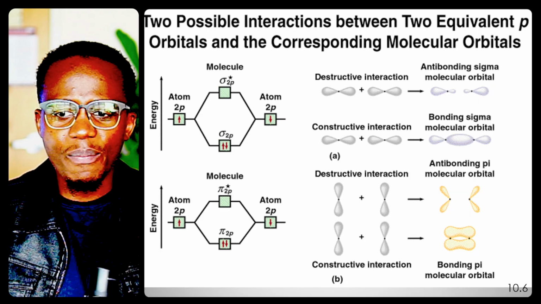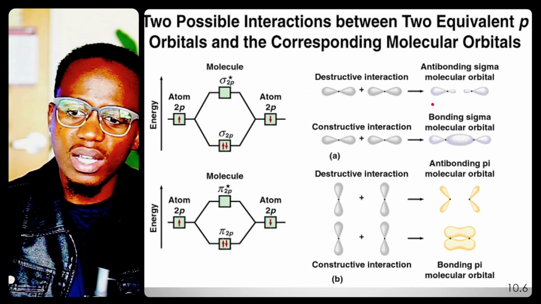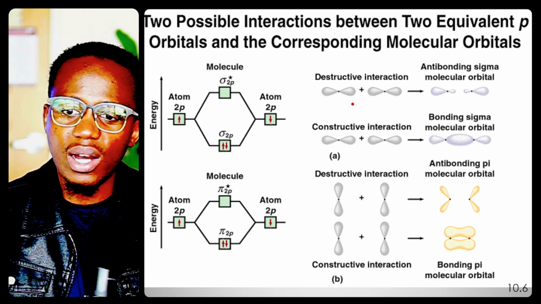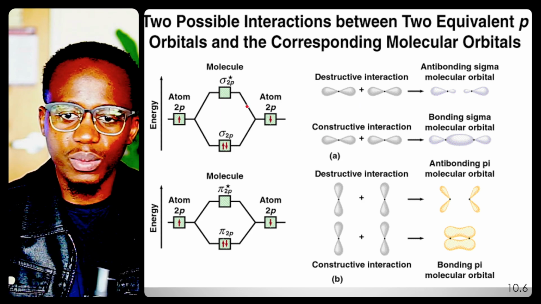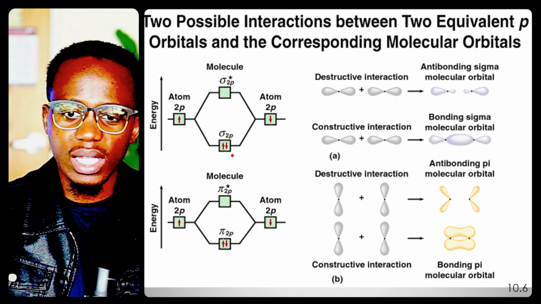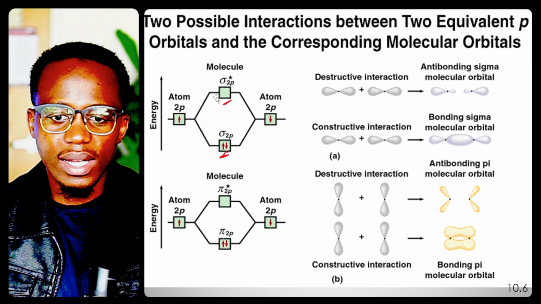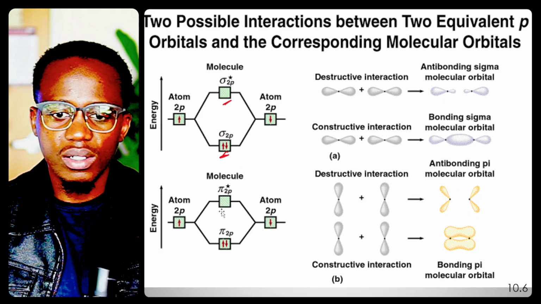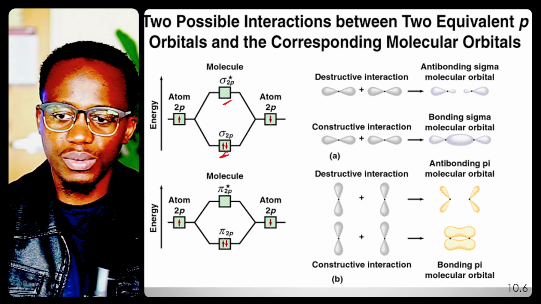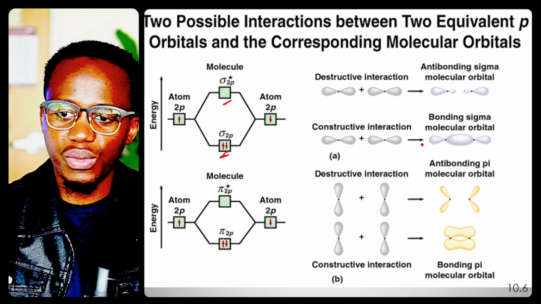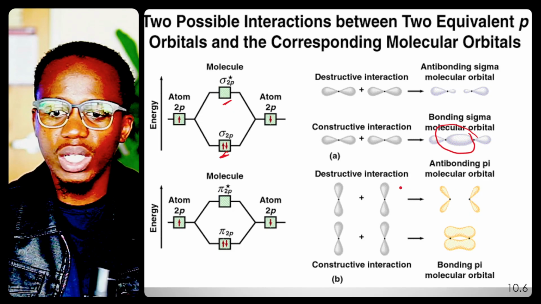Again, the same thing happens with p orbitals. Whenever they combine, they can cancel out, or they can make a bigger orbital. So whenever the two combine, we can have either this or that, and they can give you a sigma or pi bond. We already talked about this.